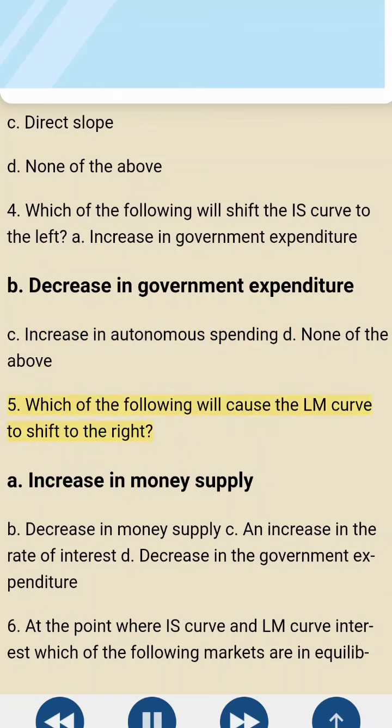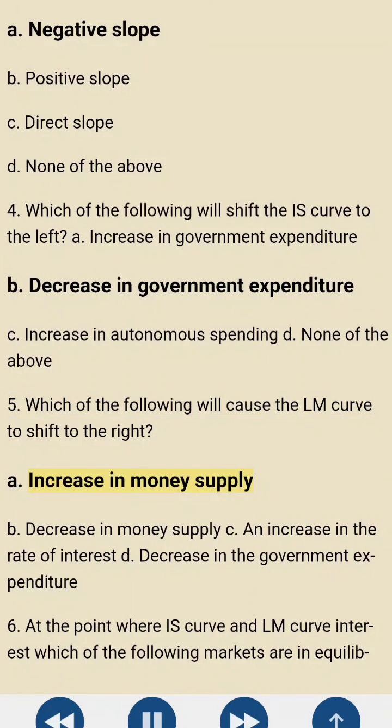5. Which of the following will cause the LM curve to shift to the right? A. Increase in money supply. B. Decrease in money supply. C. An increase in the rate of interest. D. Decrease in the government expenditure.